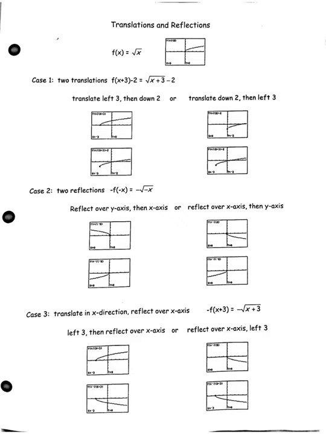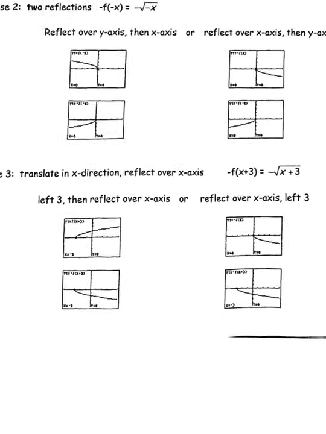For the third case, where we have a translation in the x and then a reflection over the x-axis, so that's a translation on the inside and a reflection on the outside. If we translated left 3 first, we get this, and then reflect about the x, we get this. If we reflect first and then translate, we get the same graph. So the order doesn't matter.